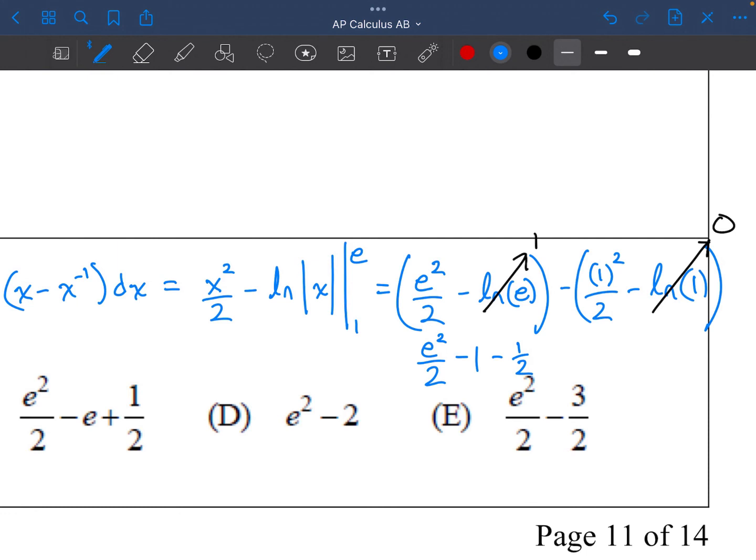Then I can go a little bit further and say that this is going to be equal to e squared over 2. And then if I have -1 and minus another 1/2, I have -3/2. So this is going to be minus 3/2. And I think that's exactly e underneath that. That looks really, really similar. Yeah.